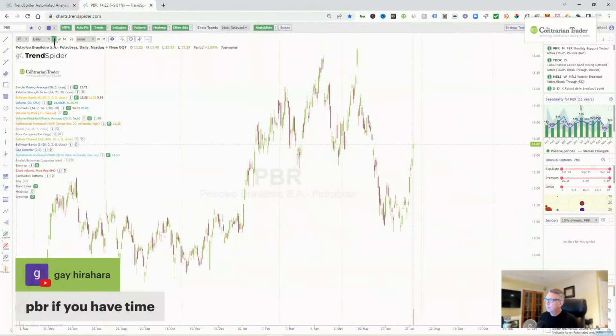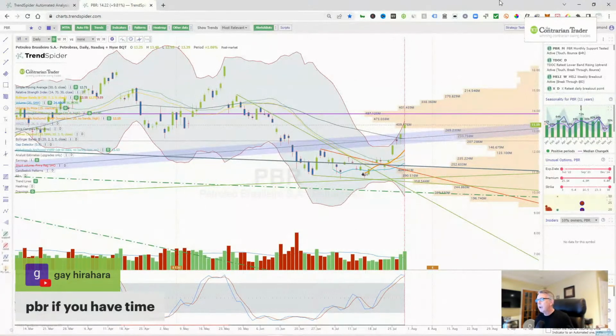Daily view. Nice daily chart. We're going up higher here tomorrow. I like the setup. PBR is looking good on a daily, monthly, weekly time frame. Looking good.